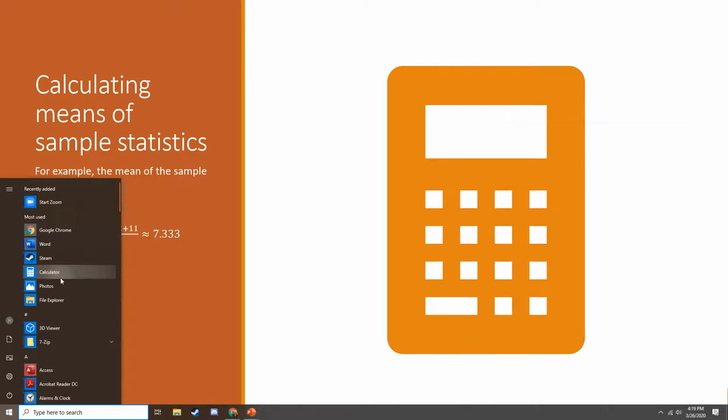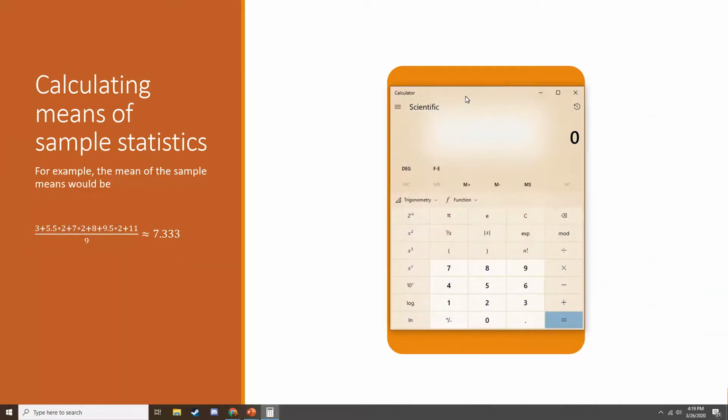So let me show that real quick. Production values, putting my calculator in front of the clip art here. So I've got 3 plus 5.5, 5.5, 7 and 7, 8, 9.5, 9.5, and 11, all divided by 9 to get 7.33, and so forth. And that is our sample mean. Well, I'm sorry, that's the mean of the sample means. There we go.